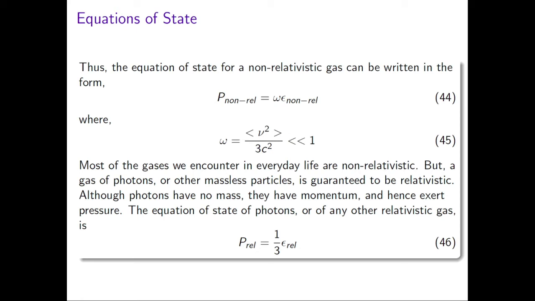Even though it doesn't have a rest mass, since the photons are always traversing, they have a momentum, and hence they exert pressure. So the equation of state of photons or any other relativistic gas is P equals 1 by 3 times the energy density for a relativistic particle.